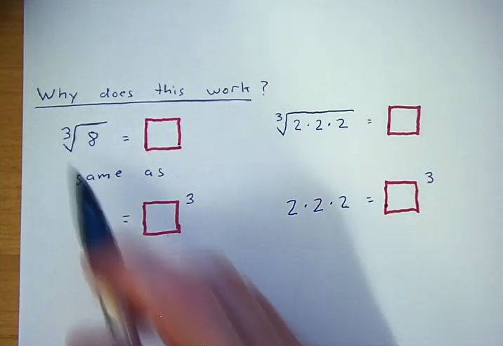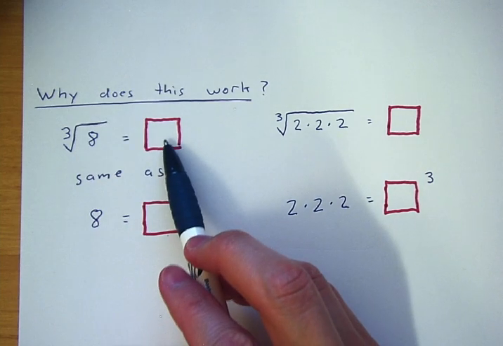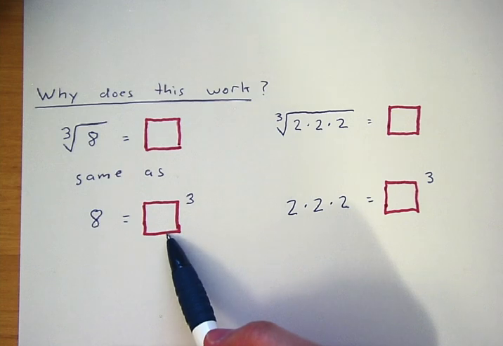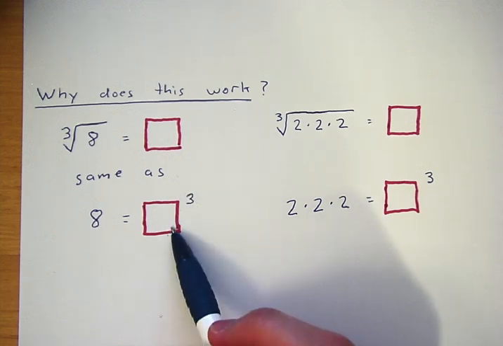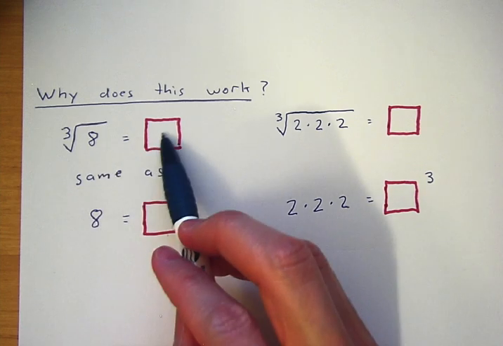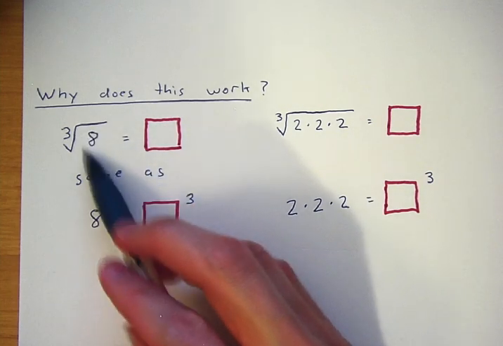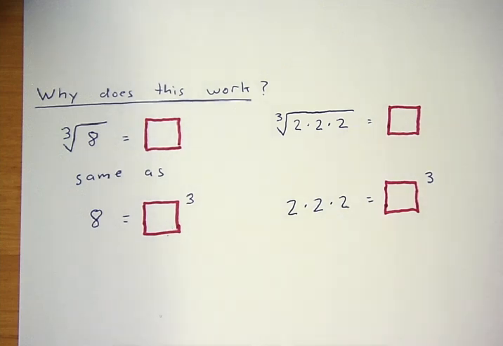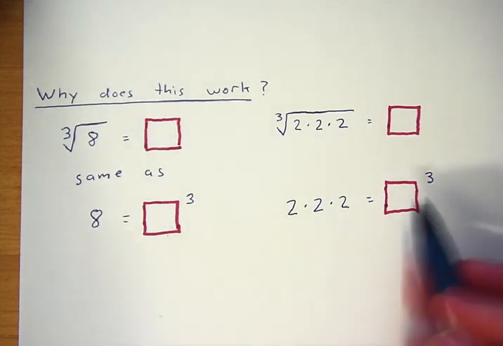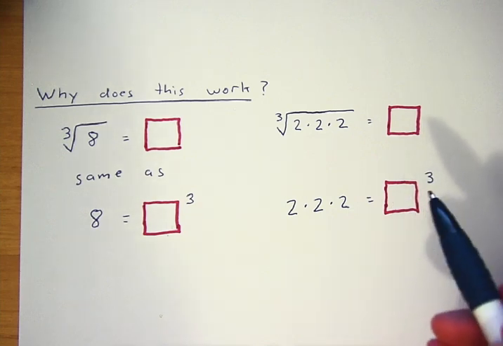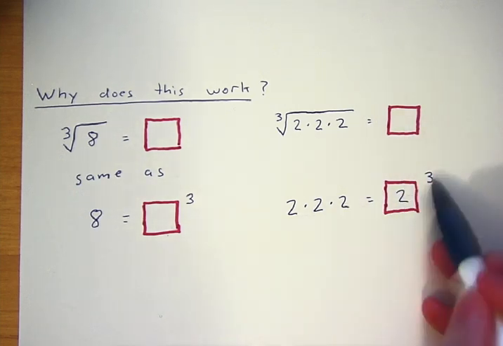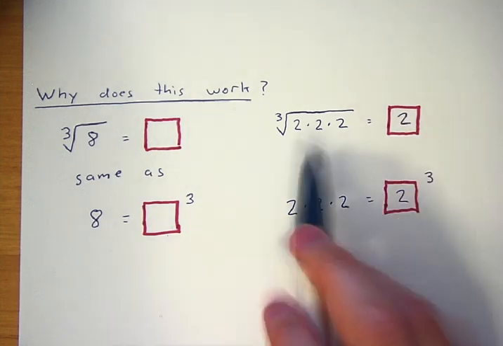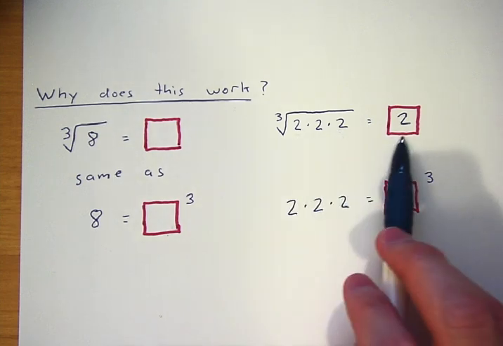You can think of this third root symbol as you are looking for something. You're looking for something that when you do exponent 3 to it, it equals that number inside. So this number in here times itself 3 times should equal the number that's inside. So obviously the thing that to the third power equals 8 is 2. So 2 times 2 times 2 equals 2 to the third power, which is why the cube root of this is equal to just 2.